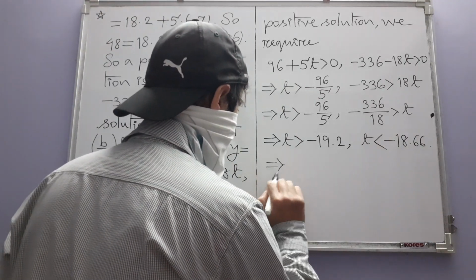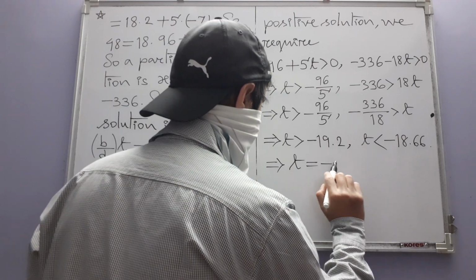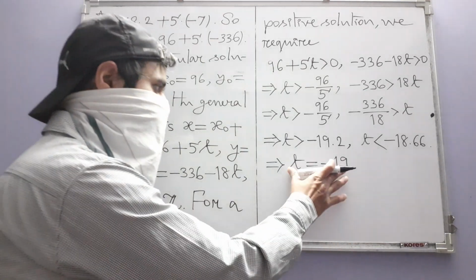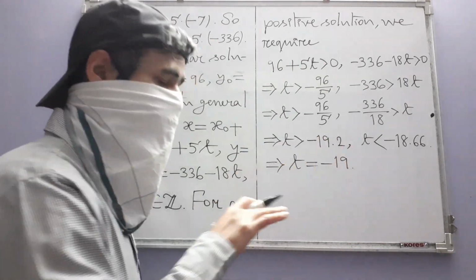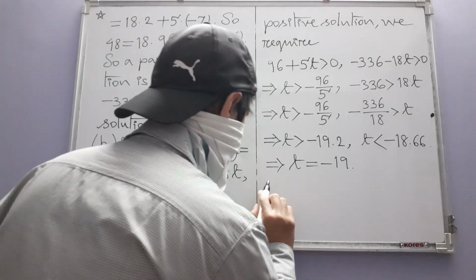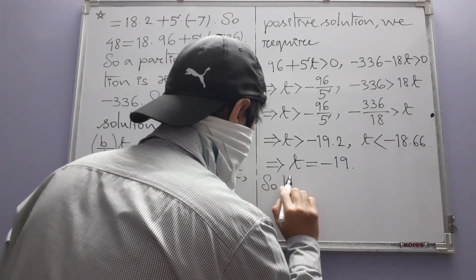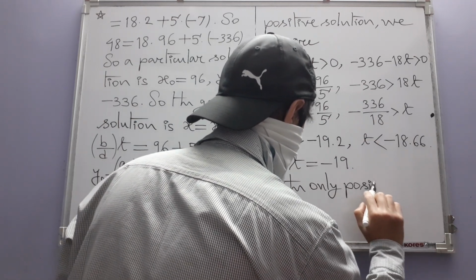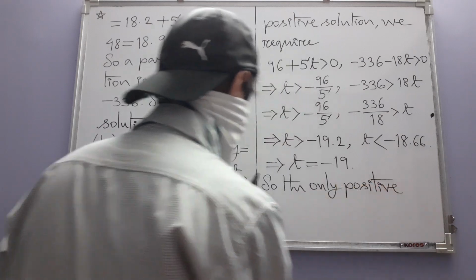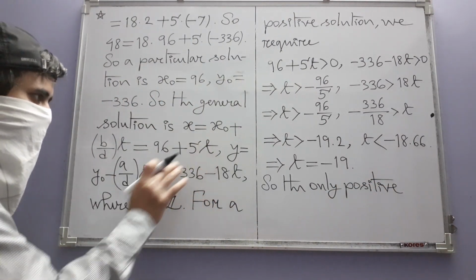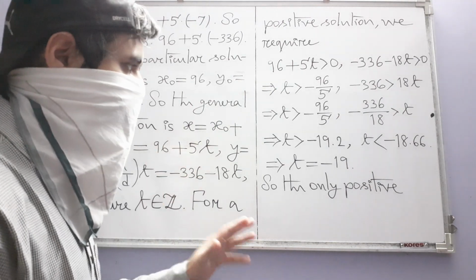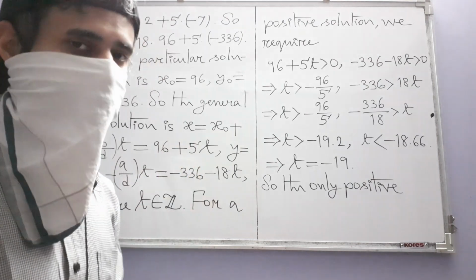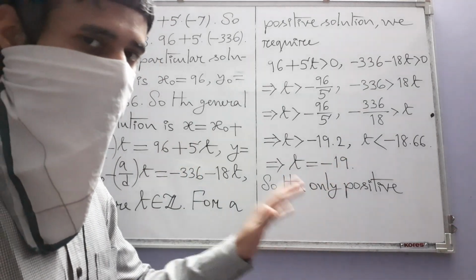So this implies t is equal to minus 19. This is a consequence of the fact that t must be an integer. So the only positive solution, there are infinitely many solutions. For each integer t, we will get a pair that is a solution to our Diophantine equation. But among them, there is only one positive solution, and that comes for the value t equal to minus 19.